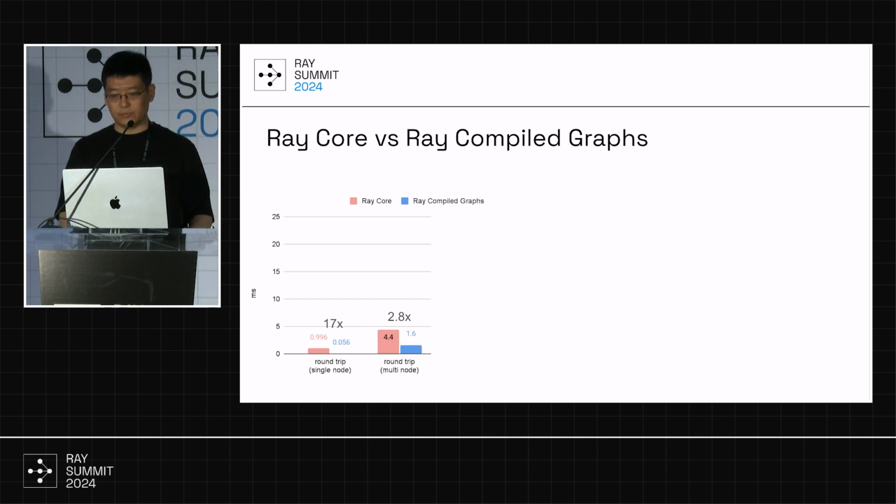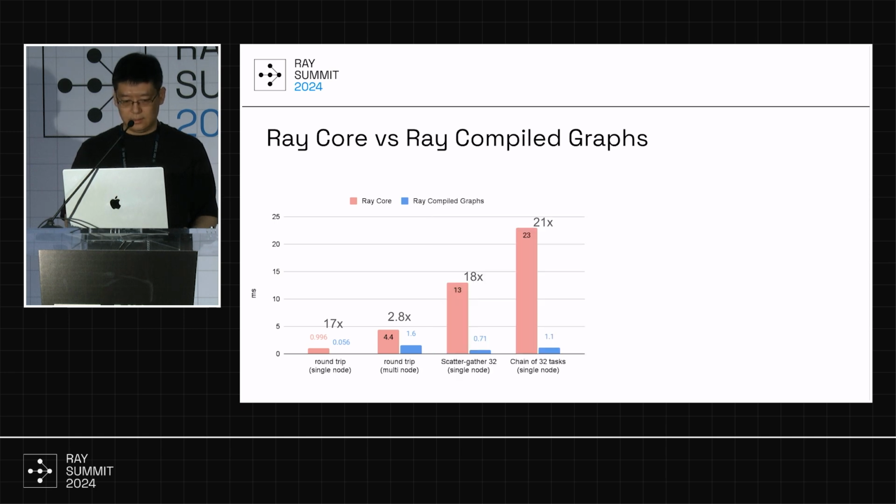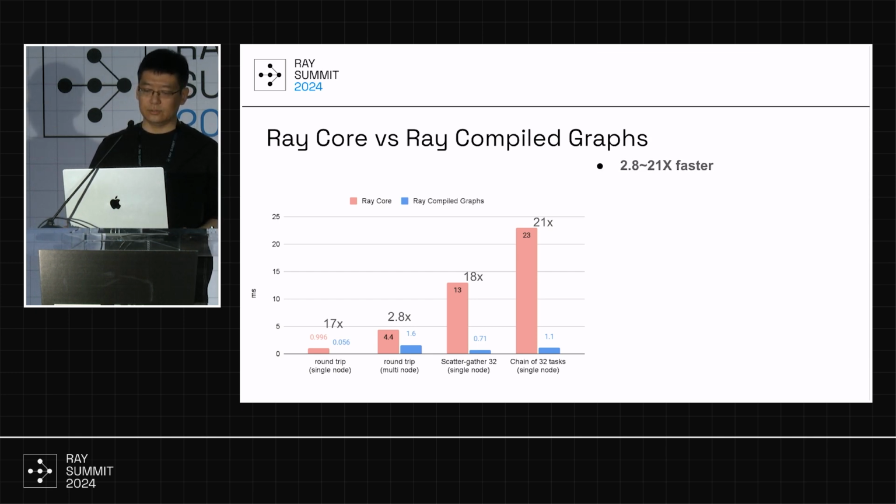We evaluated the performance of compiled graphs compared to Ray Core. For a simple round-trip benchmark, compiled graphs is 17x faster on a single node and 2.8x faster on multiple nodes. The difference is larger if multiple tasks are involved. For example, if we do scatter and gather of 32 tasks, compiled graphs is 18x faster. And if we chain 32 tasks, compiled graphs is 21x faster. So to summarize, compiled graphs is 2.8 to 21x faster.